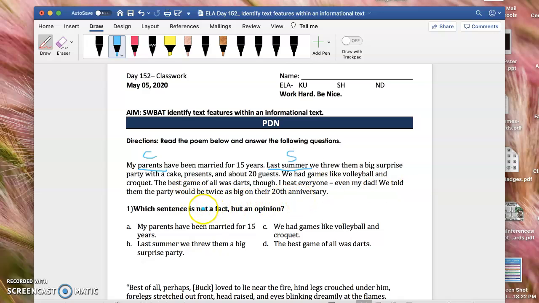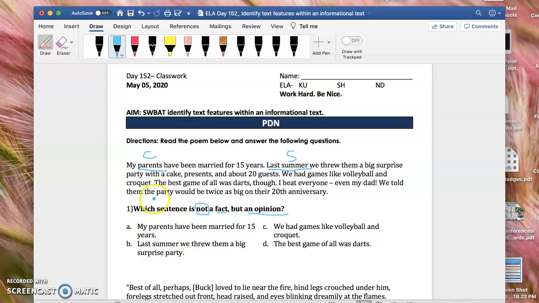Okay, good. So the question says, which sentence is not a fact, but an opinion? This is very important. I want you guys to remember what facts and opinions are. A fact is real information. An opinion is just what someone thinks.